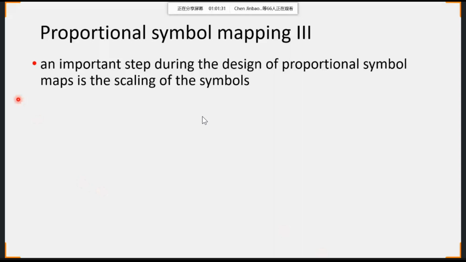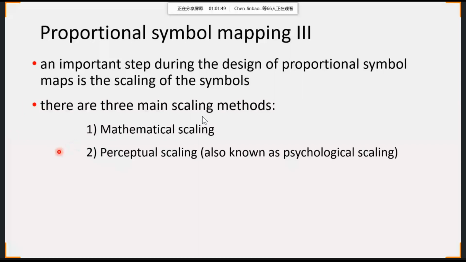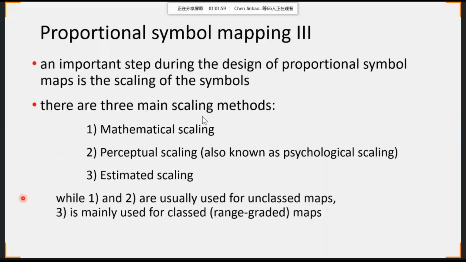An important step during the design of proportional symbol maps is the scaling of the symbols. There are three main scaling methods. The first is mathematical scaling. The second is perceptual scaling, also known as psychological scaling. And the third one is estimated scaling. While the first two are usually used for unclassed maps, the third one is mainly used for classed or range-graded maps.